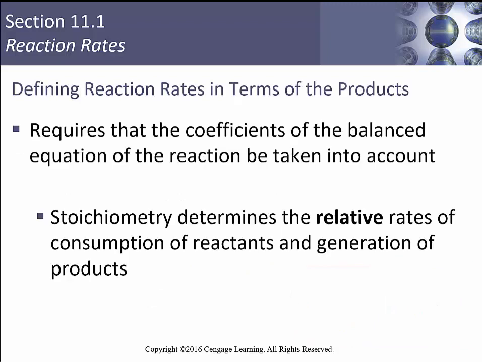Right. Defining reaction rates in terms of the product requires that the coefficients of the balanced equation be taken into account. So you need that BCE. You need your balanced chemical equation. If you forgot how to do that, go back to the earlier chapter in the book, relearn how to do that. You're going to need that BCE. Otherwise, all of those coefficients out in front aren't going to work. So you're going to have the wrong ones. Make sure you know how to balance a chemical equation. The stoichiometry is what's going to determine the relative rates of consumption of reactants and generation of products.